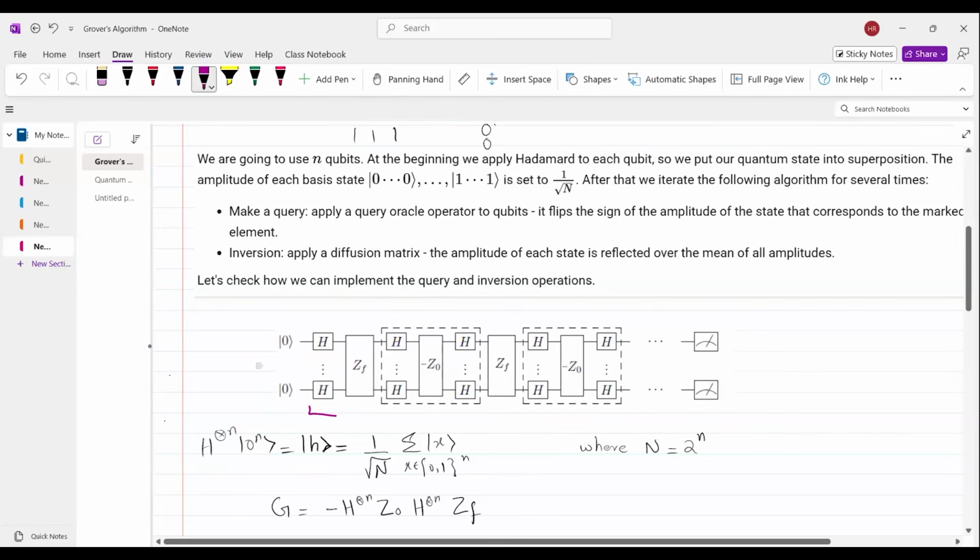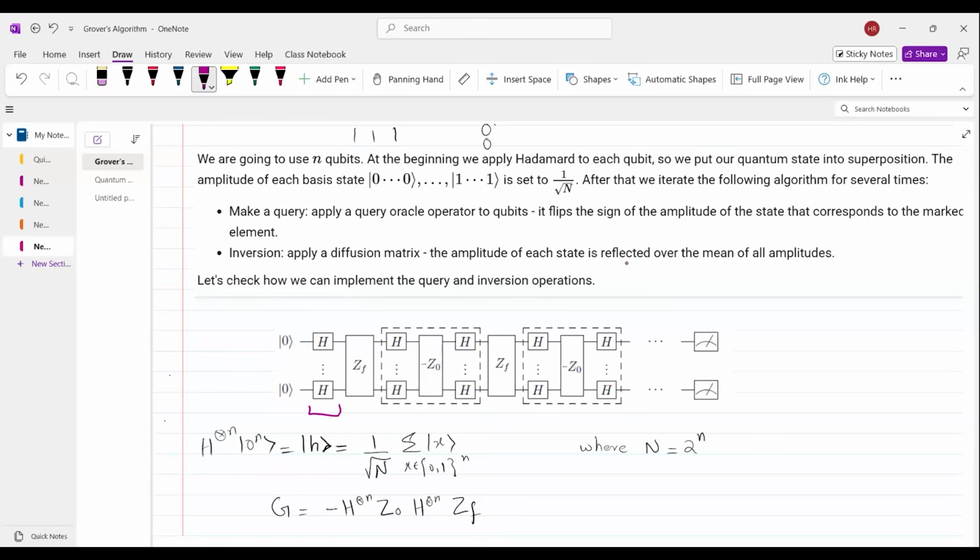So we apply Hadamard to each qubit so that we get the entire quantum system in a superposition. So we have all possible input strings of length n in equal superposition, right? Equal superposition essentially means that the amplitude of each basis state is 1 over root n. And we iterate the algorithm several times.